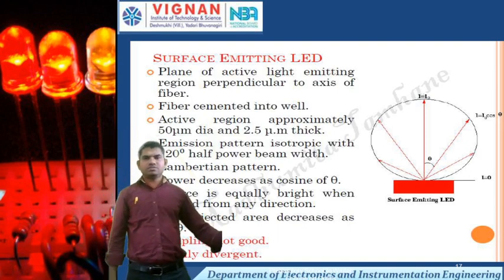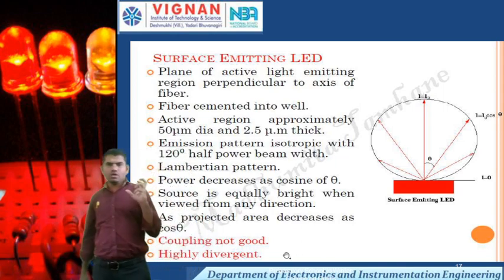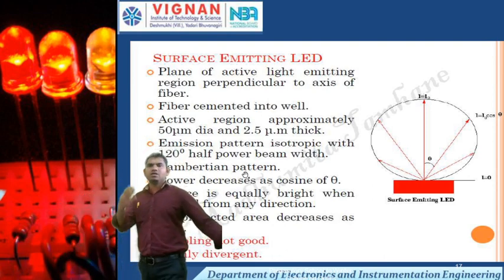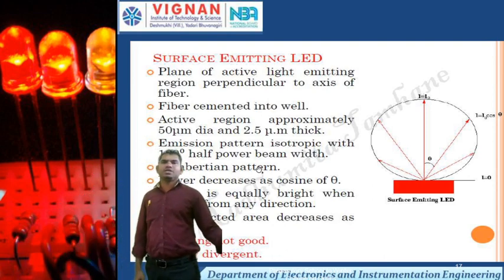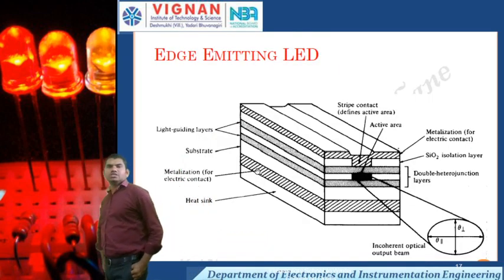Coupling is not good and the beam is highly divergent. These are the main characteristics of the surface emitting LED. Coming to the next one, that is the edge emitting LED.